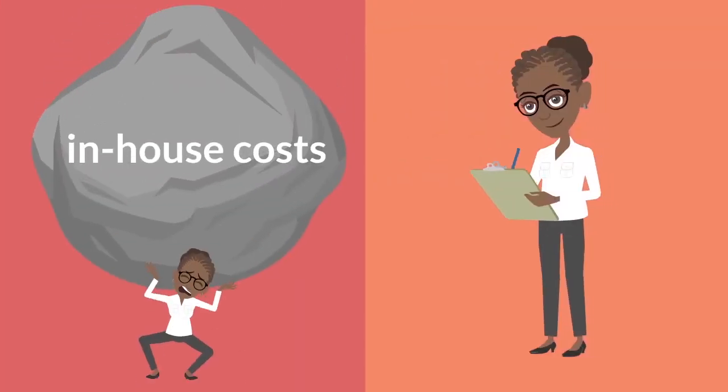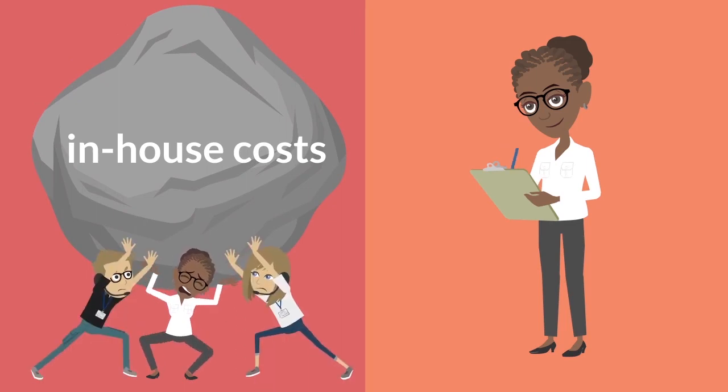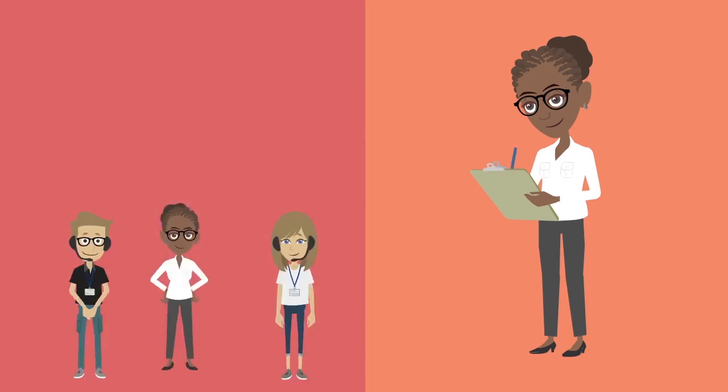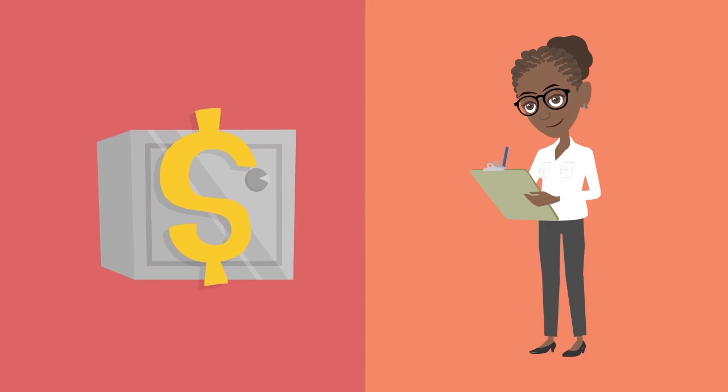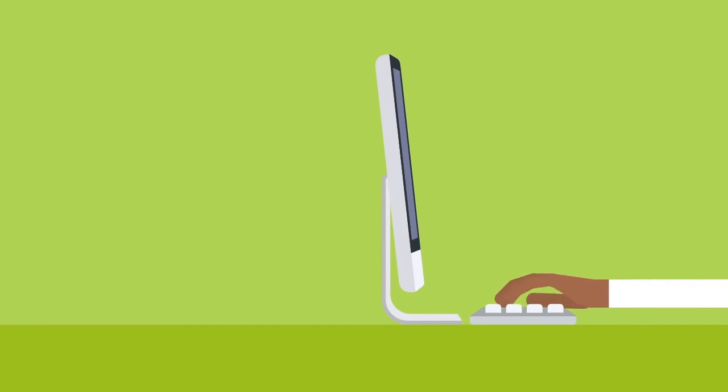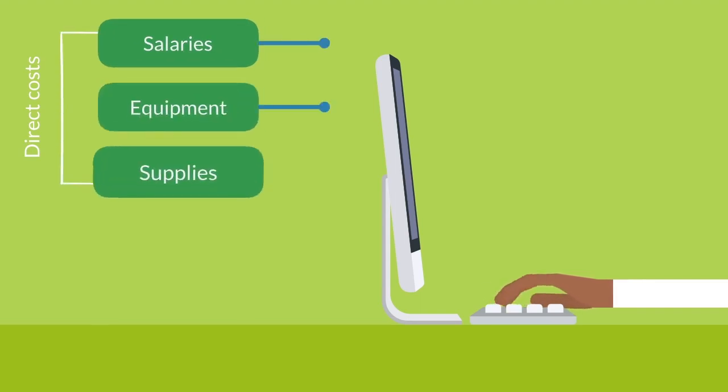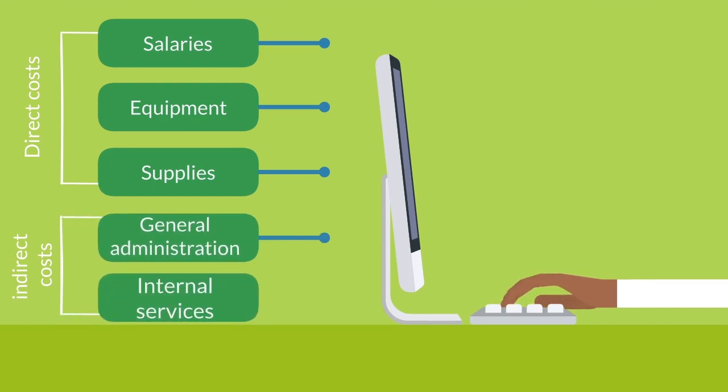The second step to perform a cost analysis for outsourcing decisions in your business is to determine the in-house costs that could be avoided by outsourcing. After the business process is clearly defined, it is time to identify and calculate the costs your organization would avoid if it outsourced the process. Start by first itemizing all the costs related to the process, including direct costs like salaries, equipment, and supplies, and indirect costs like general administration and internal services.